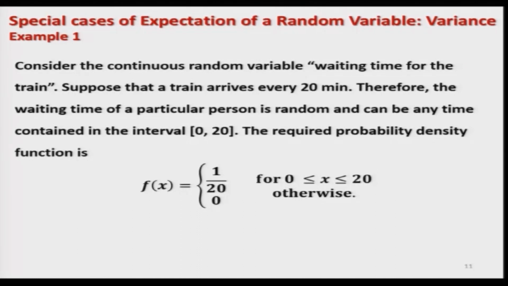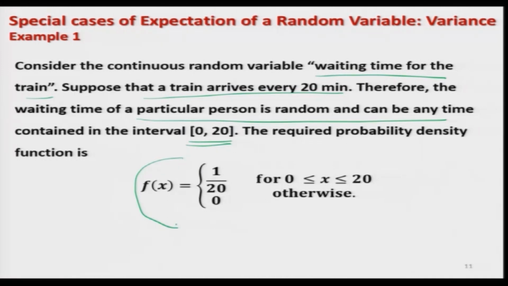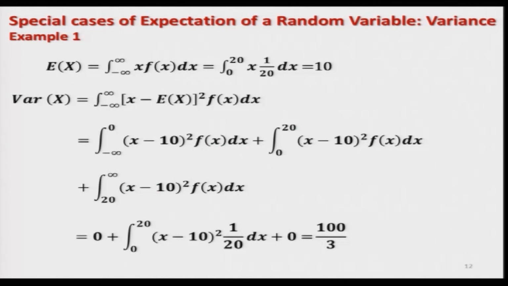This is the same example that we had considered earlier, that we have a continuous random variable which is describing the waiting time for the train, and suppose the train arrives after every 20 minutes, then the waiting time of a particular person will also be random, and that is going to be any value in the closed interval 0 to 20. So, in this case we had found earlier the probability density function as f x equal to 1 upon 20 if x is lying between 0 and 20 and 0 otherwise. Now, we try to find out its mean and variance.